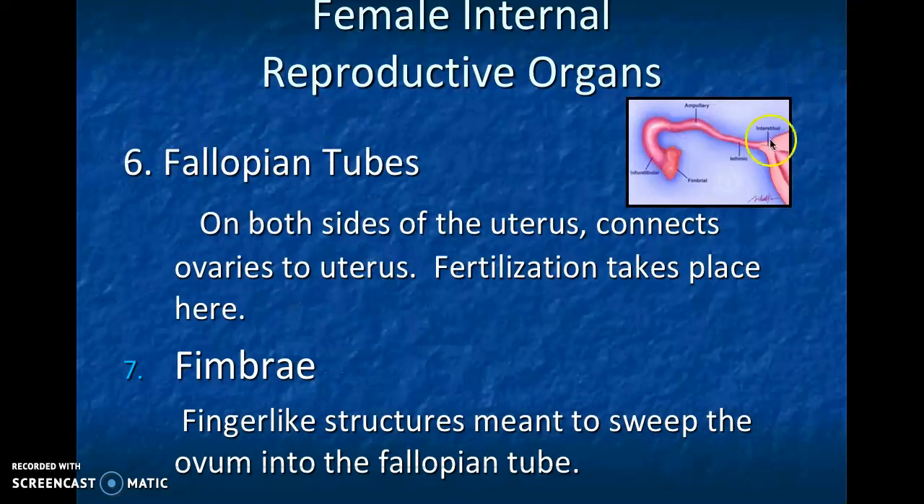Okay, the fallopian tubes. This is where fertilization takes place. So if sperm are present, which, fun fact, sperm can live in the fallopian tubes for 3 to 5 days. And then an ovum has to be fertilized in 24 hours or it will die, and it will just kind of disintegrate and leave the body during the next menstrual cycle.